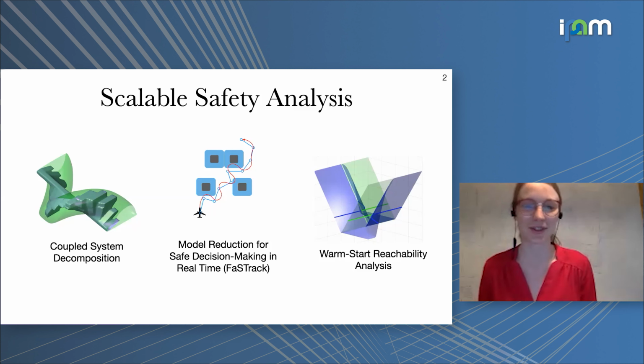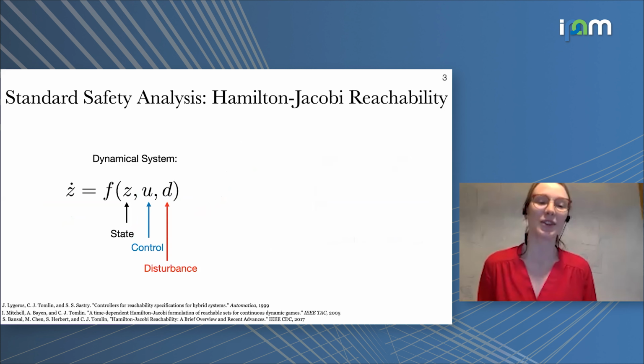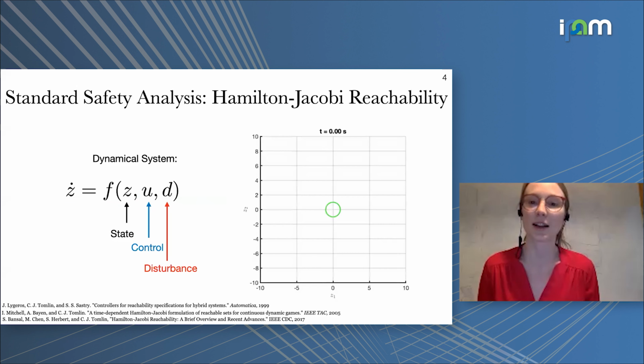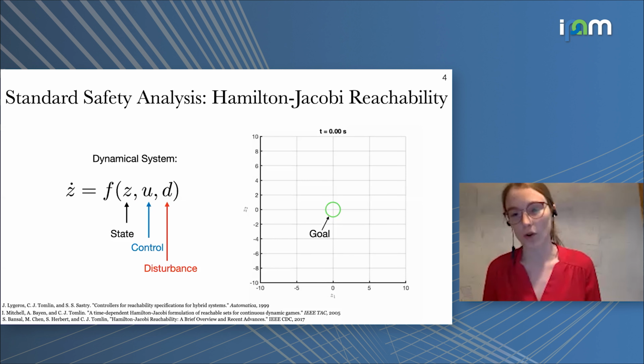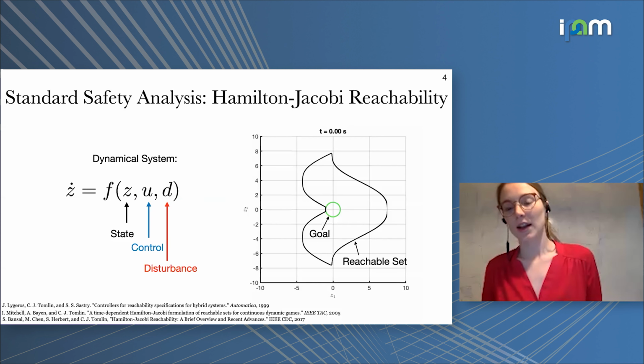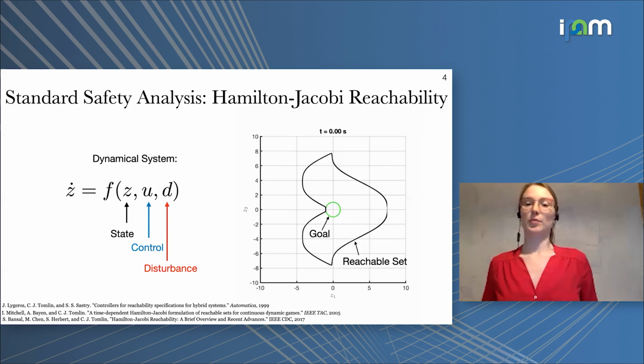So before I go into all of this, I'm sure most of you are familiar with all the Hamilton-Jacobi reachability stuff we do in the lab, but as a very brief refresher, we have some dynamical system with control and disturbance. We have some goal that we'd like to reach and or an unsafe area. And we'd like to build up this reachable set, the set of states from which we are guaranteed to reach the goal despite the worst case disturbance within the time horizon.